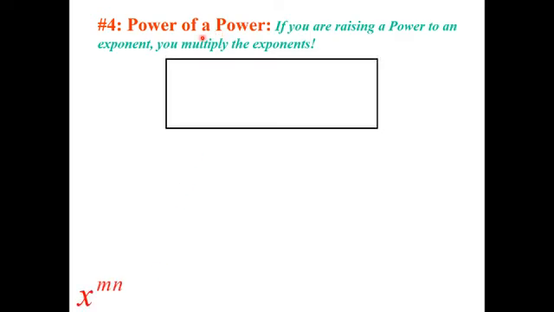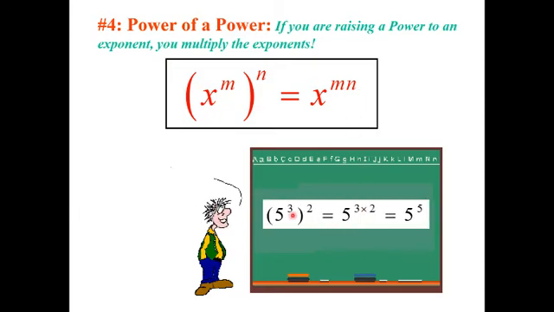Okay, next we have the power rule. If I have x to the power of m, everything to the power of n, you keep the base and you multiply the exponents. You multiply the exponents only if you have a power of a power. And this is an example. If I have 5 to the power of 3, everything to the power of 2, I'm going to keep the base and I'm going to multiply the exponents. So this would be 5 to the power of 3 times 2, which is equal to 5 to the power of 5.